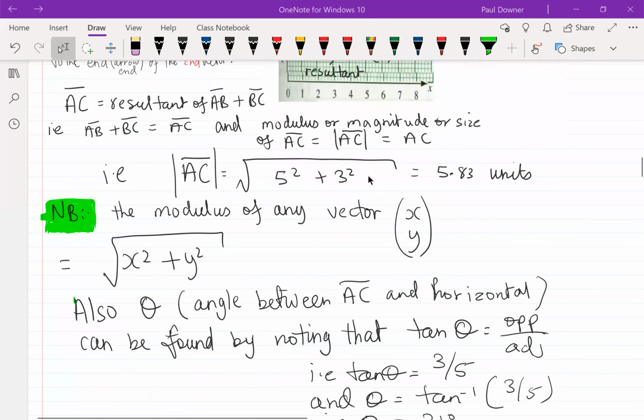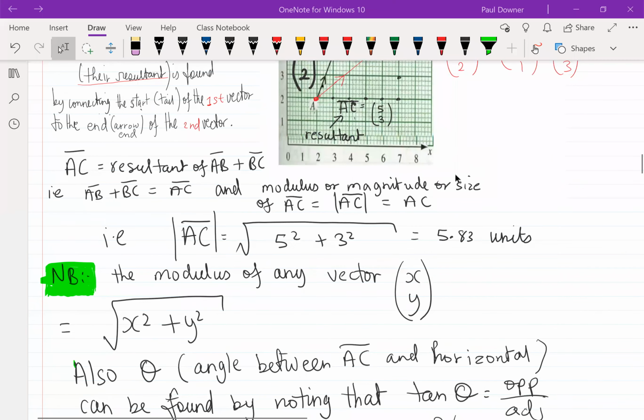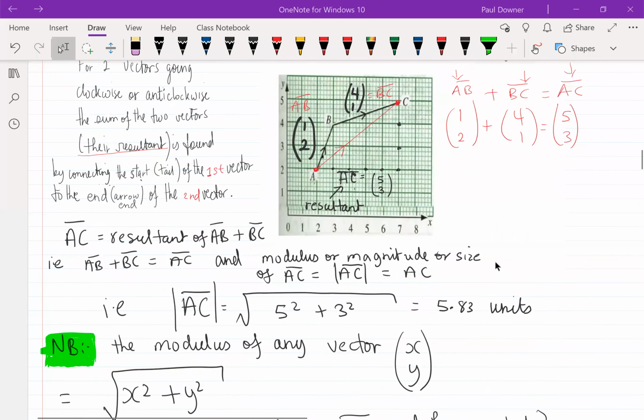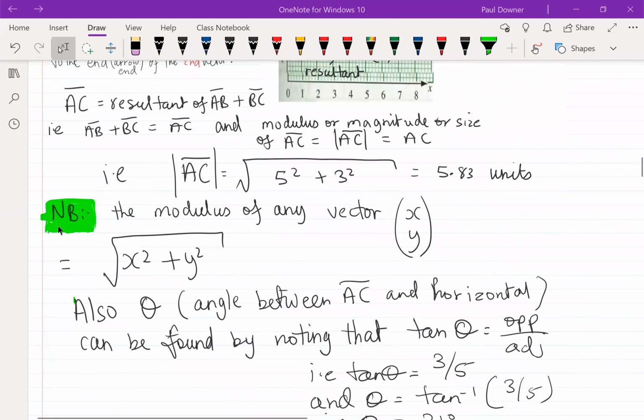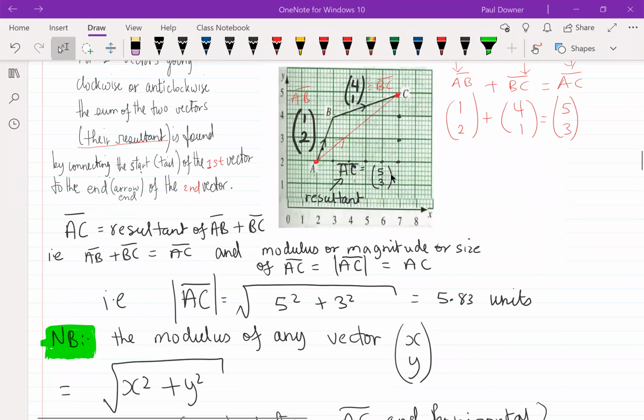Now, this comes from Pythagoras' theorem, as I said, to help us work it out. But I'm giving you a nice little equation here, under a note. It says that the modulus of any vector, it doesn't matter what type of vector, it could be a position vector, a displacement vector, any vector, once we know the x component and the y component, we could get the modulus by using this formula. That is, we square the x component, we square the y component, we add them together, and we find the square root. Like in this case, for AC, the x component was 5 and the y component was 3. Look, we have it here as well.